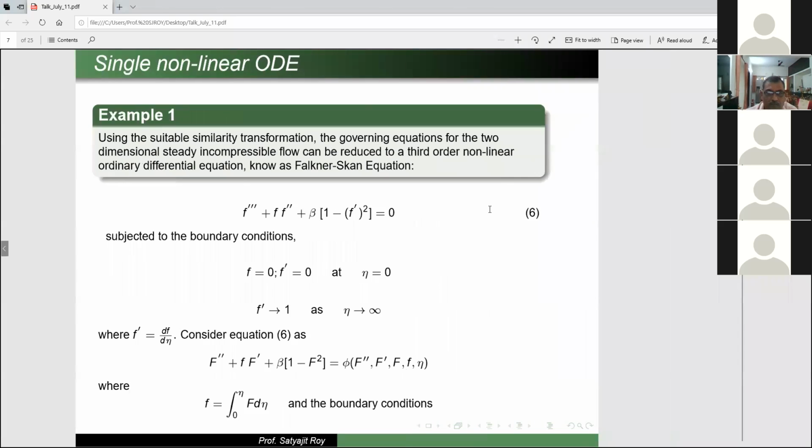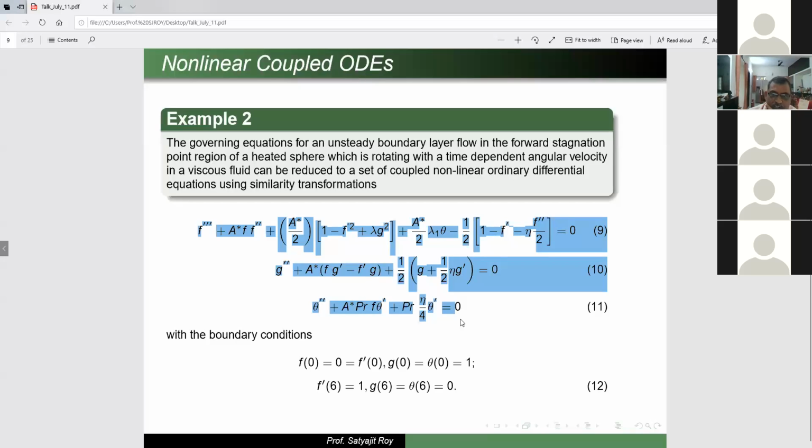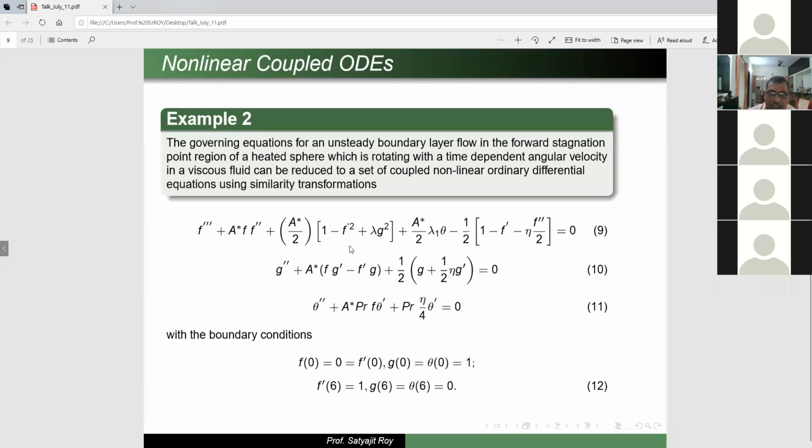Anything is okay? Okay. And now you see the system of equation. See, this is our problem only. One of our students solved this problem in one research paper. This is a mixed convection problem, I think. Forward stagnation, rotating sphere. Rotating sphere, some problem, long back it is done.